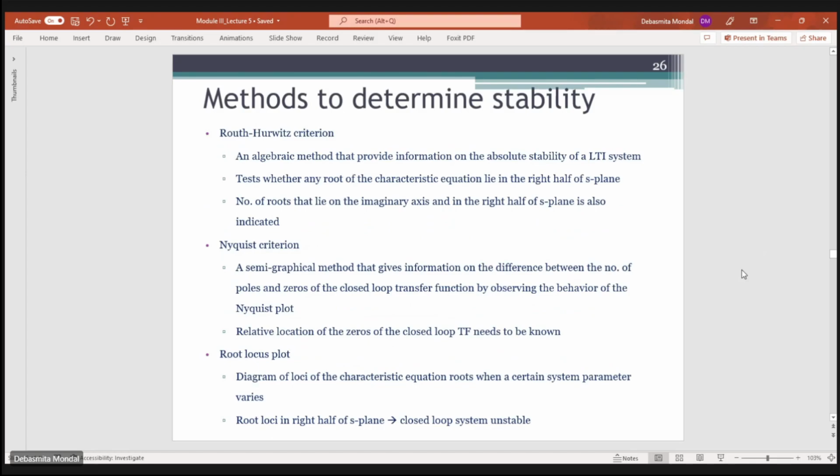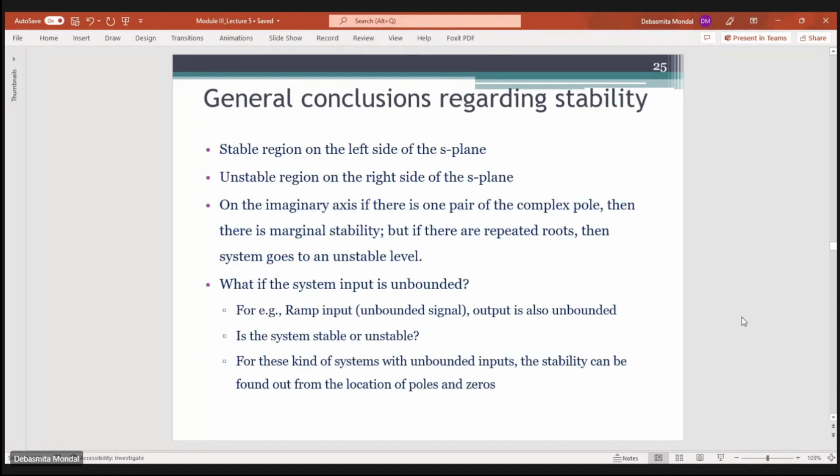In tomorrow's class, we'll discuss different methods for determining the stability of a system. Do you have any doubts till now? No, ma'am. Okay, then try to solve the problem that is already there, and we'll discuss that in tomorrow's class, and then we'll continue with the lecture.